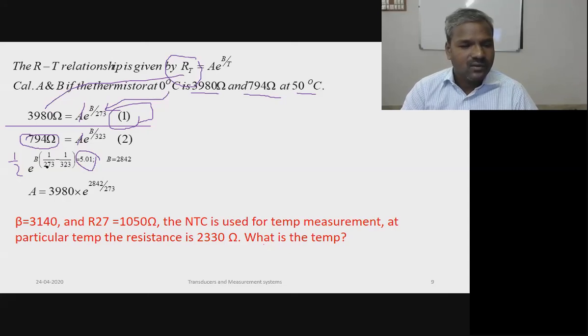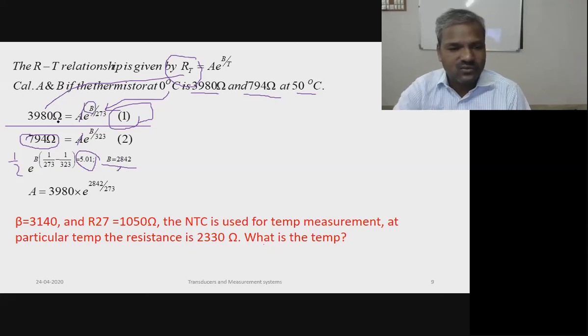If you simplify this equation, finally we get the beta value 3842. Same beta value 3842, you substitute in any one relation. Better you substitute this beta value here in equation number 1.